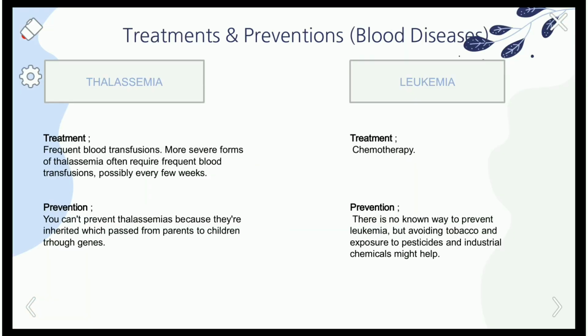Treatments and preventions. Blood disease. Thalassemia. Treatment. Frequent blood transfusions. Most severe forms of thalassemia often require frequent blood transfusions, possibly every few weeks. Prevention. You can't prevent thalassemias because they are inherited, passing from parents to children through genes. Leukemia. Treatment is chemotherapy. And there is no known way to prevent leukemia, but avoiding tobacco and exposure to pesticides and industrial chemicals might help to prevent it.